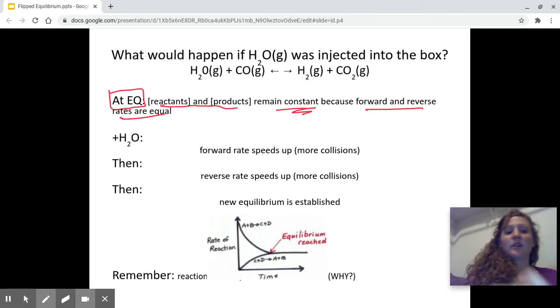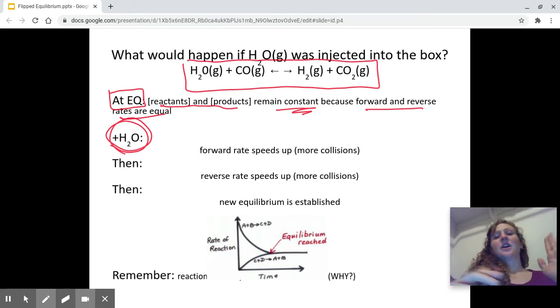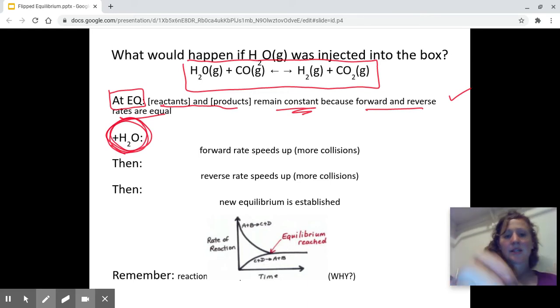What if then we inject water into this system? So here's our reaction that's happening in our system. Our system comes to equilibrium, check. Once we're at equilibrium, we inject water into this. Let's think on a molecular level of what happens. So we increase water. That means we have lots of water molecules, more water molecules than we had at equilibrium.